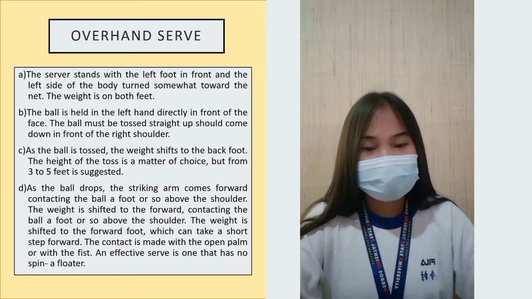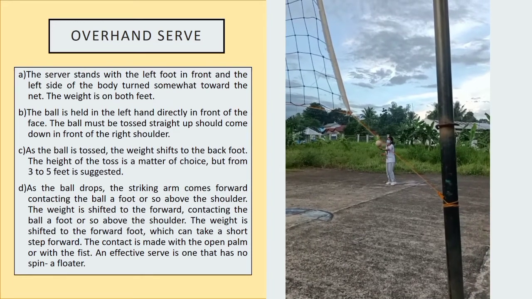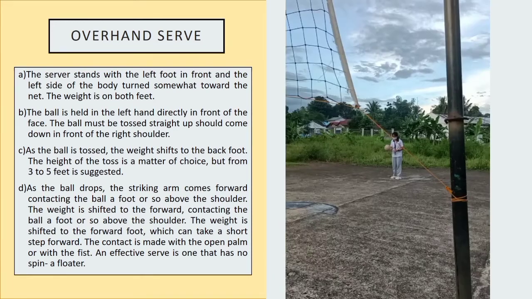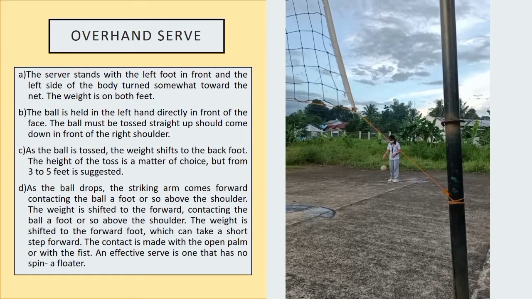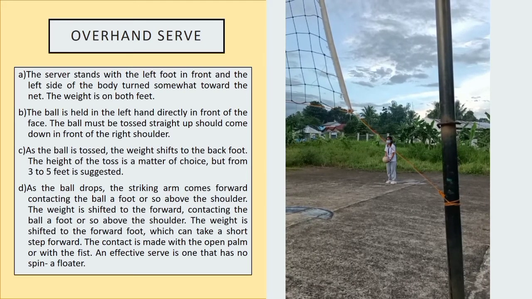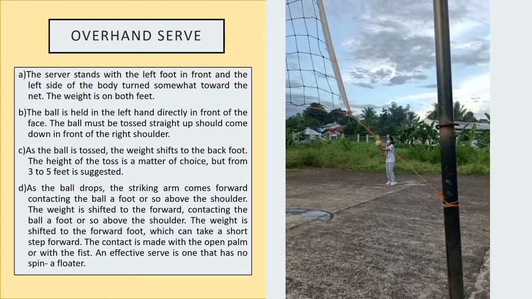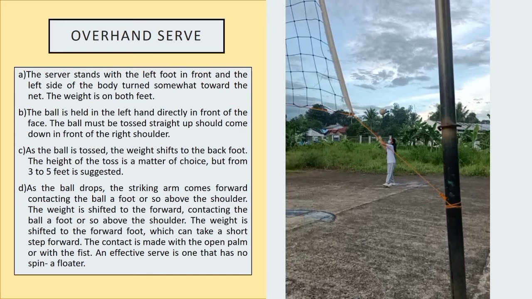Now let's have the overhand serve. How to do it? First, the server stands with the left foot in front and the left side of the body turned somewhat toward the net. The weight is on both feet. The ball is held in the left hand directly in front of the face. The ball must be tossed straight up and should come down in front of the right shoulder. As the ball is tossed, the weight shifts to the back foot.